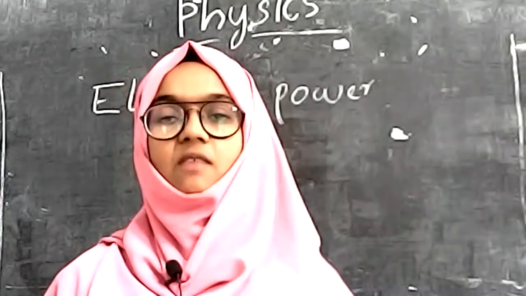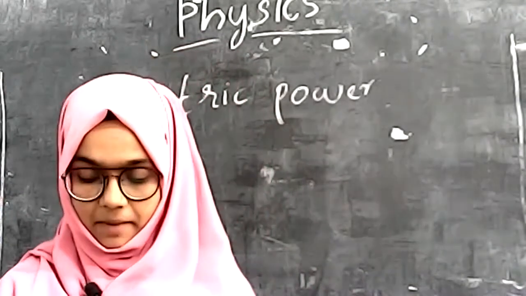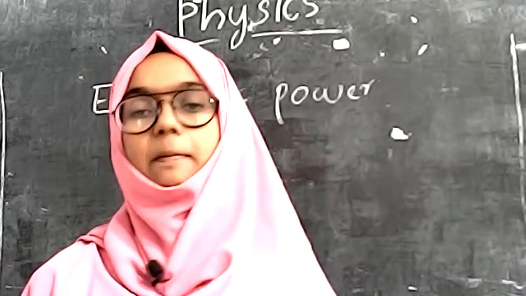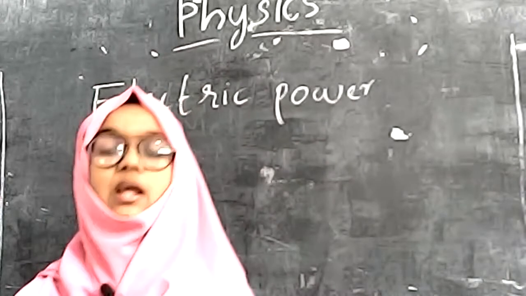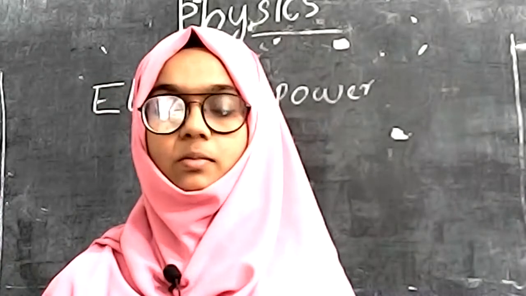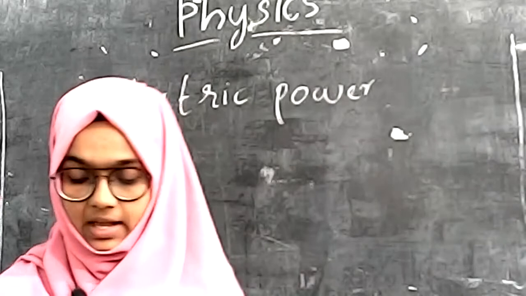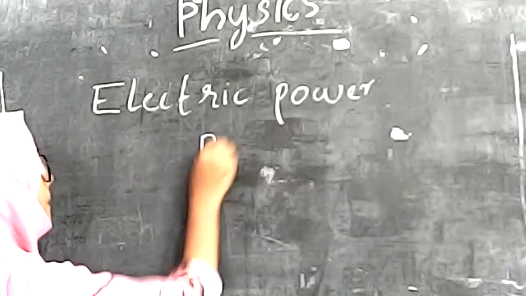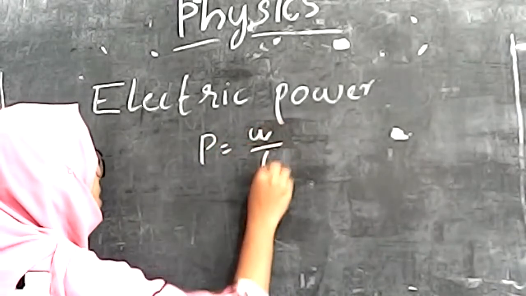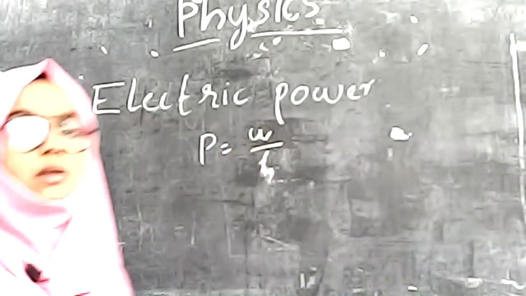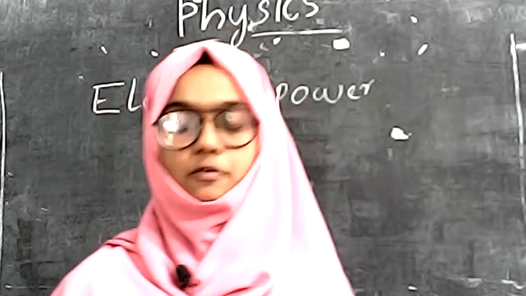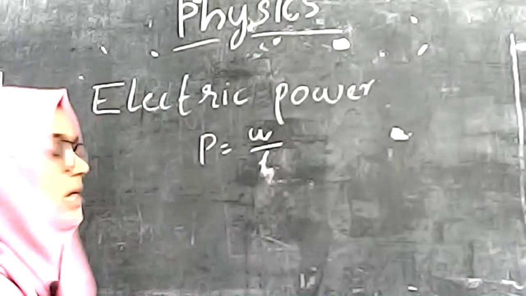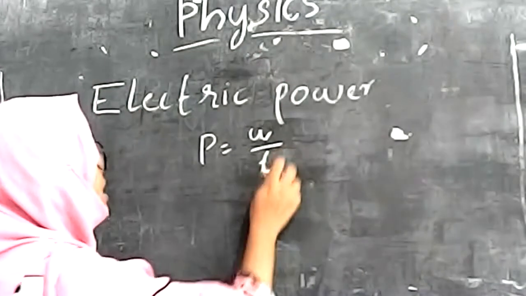Electric power. What is electric power? Electric power is the amount of energy consumed by an electrical appliance in a unit time. So P is equal to W by T. The power of an electrical device is the amount of energy consumed by an electrical appliance in a specific time.